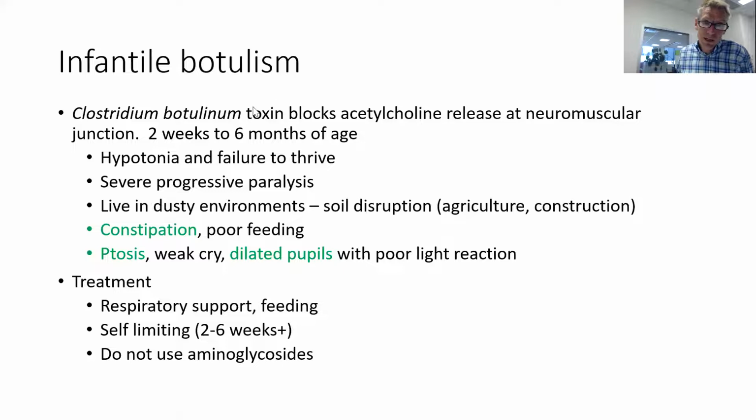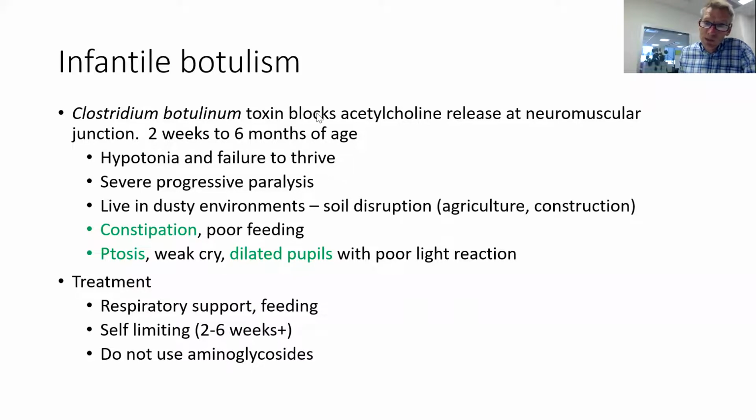Okay. There's a variety of different causes of peripheral hypotonia, but I wanted to just highlight one or two that are quite common, that I think we sometimes miss. And one of them is infantile botulism. It's a bit like tetanus, but instead of spasms, it causes floppiness. And it's caused by Clostridium botulinum. So not Clostridium tetani, but Clostridium botulinum toxin.